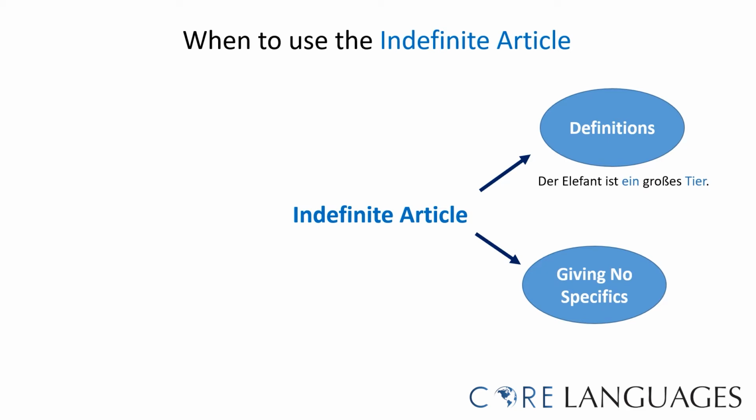We use the indefinite article for giving no specific information. For example, where are you? Wo bist du? Ich bin bei einem Freund. I am with a friend. We're not giving any specific information about the friend.